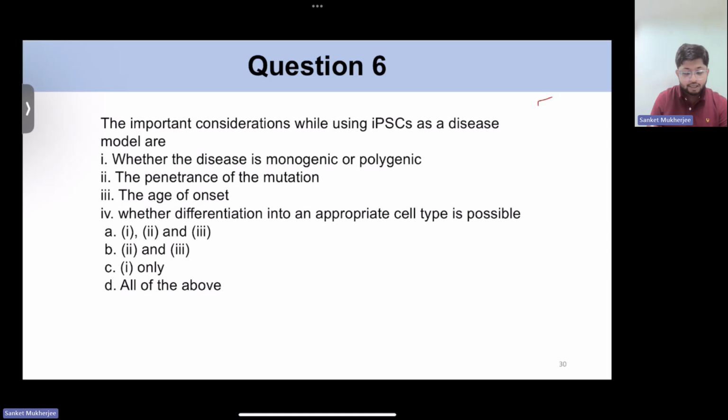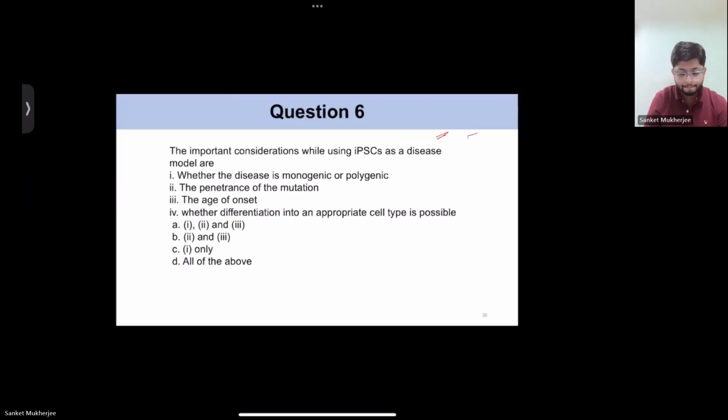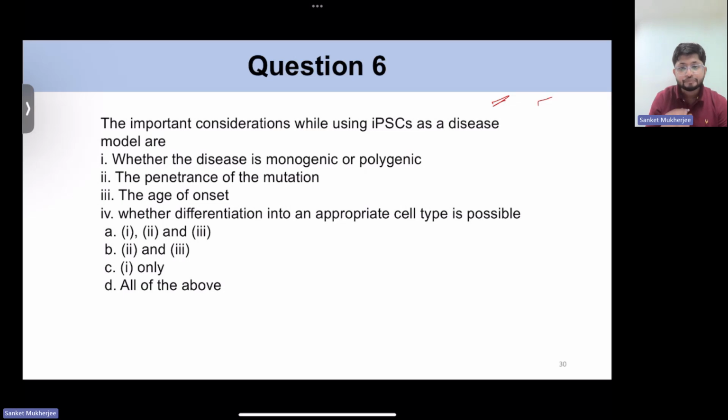Question 6: the important considerations while using iPSCs as a disease model are whether the disease is monogenic or polygenic, the penetrance of mutation, the age of onset, and whether differentiation into an appropriate cell type is possible.